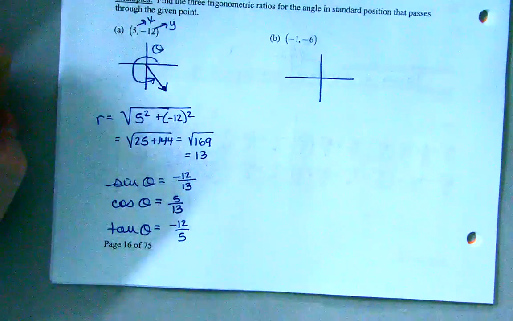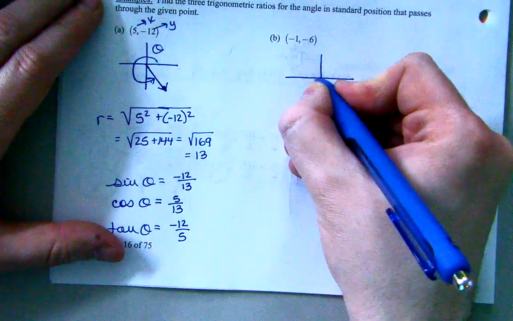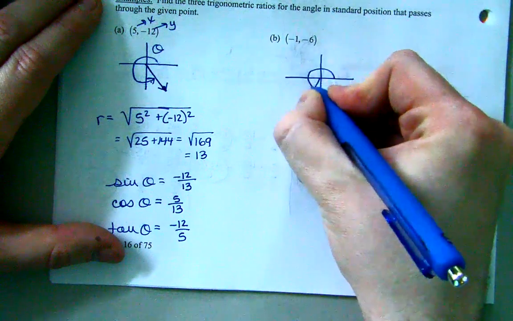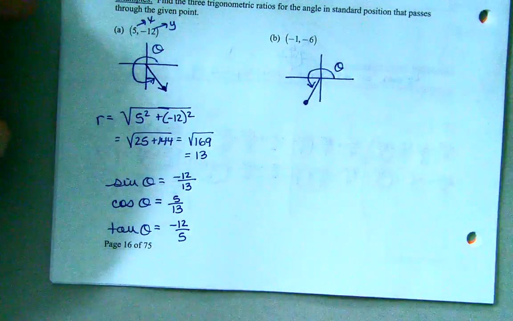What quadrant? 3. Left, down, that puts us in 3. So I'm dealing with this angle bigger than 180 degrees.